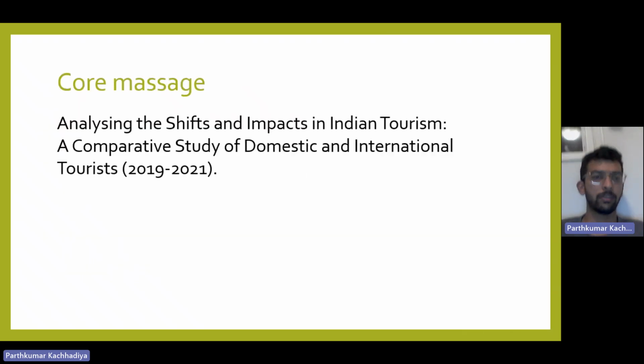My core message is analyzing the shifts and impacts in Indian tourism, and a core comparative study of domestic and international tourist trends.